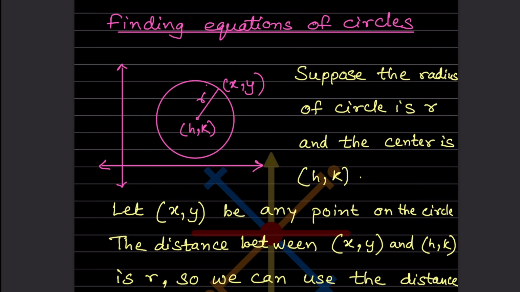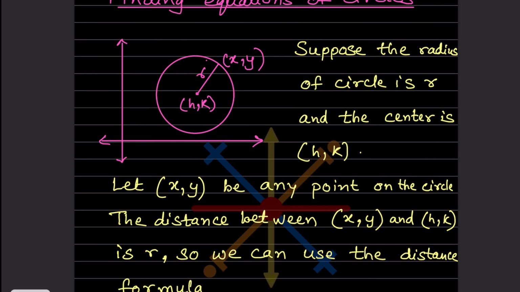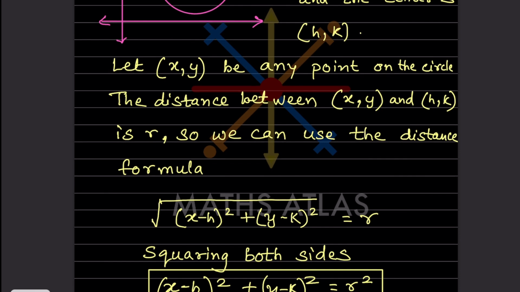So the distance between the center (h, k) and the point (x, y), the distance between this and this one, is r. So this is r, right? From here to here, this is r. So we can use the distance formula. So what is the distance formula?